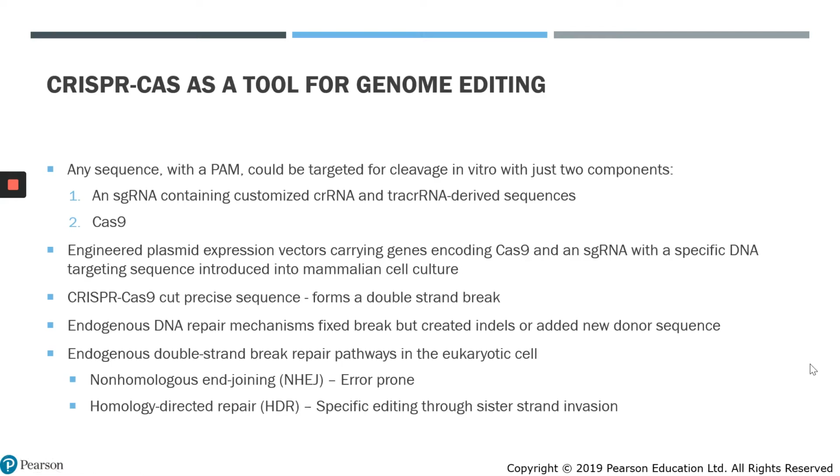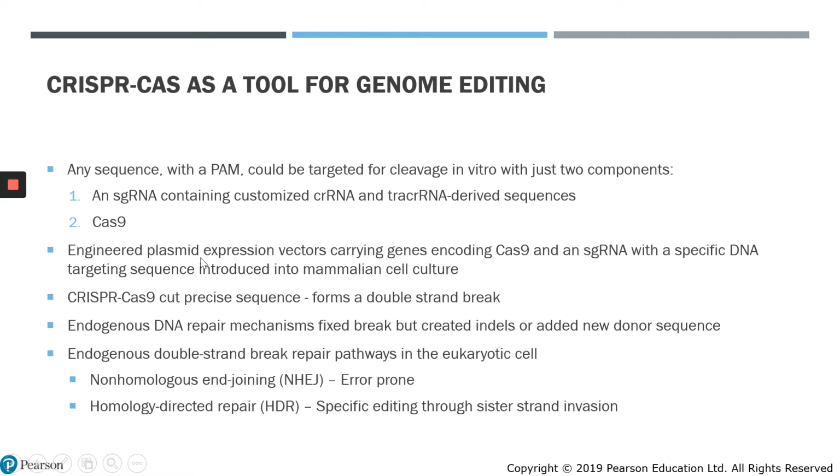Now that we understand how the CRISPR-Cas system works in adaptive immunity, any sequence that contains a PAM or an NGG sequence could be targeted for cleavage in vitro as long as we had two components. That's an sgRNA and a Cas9 enzyme. The sgRNA is a customized RNA that contains the crRNA or CRISPR RNA as well as a tracrRNA-derived sequence.